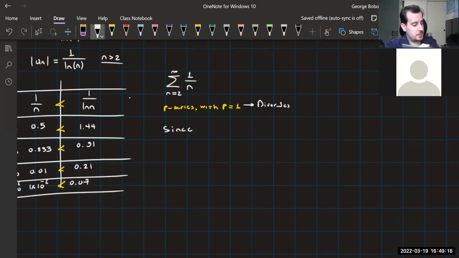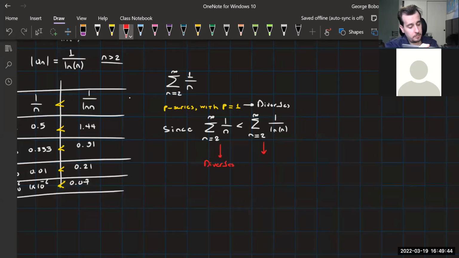And again, since this series is smaller than the one that we're interested in, the 1 over ln of n, and this one diverges, it's smaller and it diverges, well, the other one that's bigger is also going to diverge.